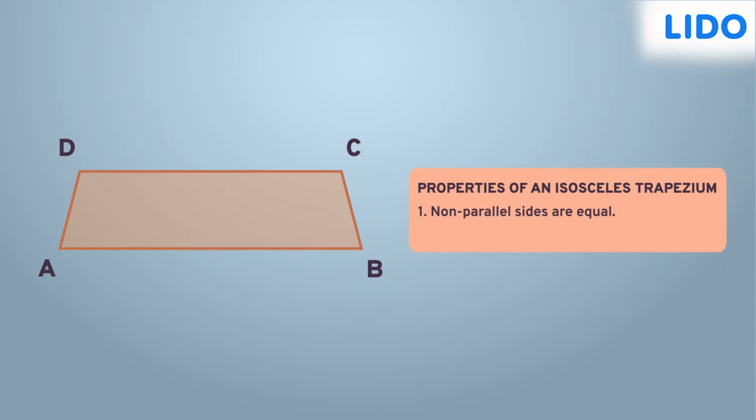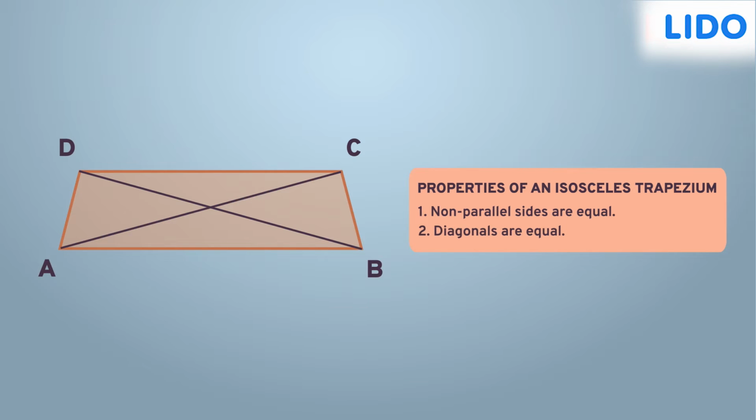Let us now see the diagonals AC and BD of the trapezium. Oh, the diagonals AC and BD overlap each other completely. This means that the diagonals of an isosceles trapezium are equal. Also, both the base angles of the isosceles trapezium are equal.